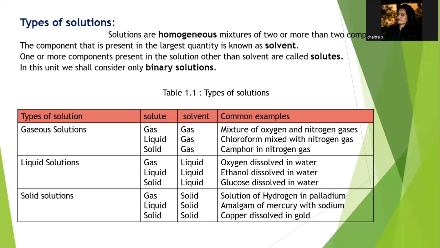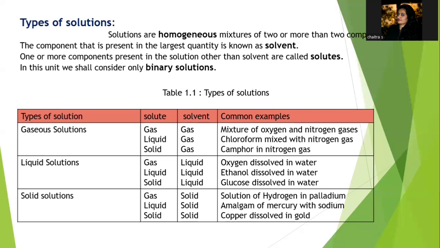Before that, you should know the binary solution definition. A binary solution is a mixture of two substances or components that are completely miscible. The meaning is they can mix together in any proportion. I will give you some explanation. One component is present in larger quantity than the other and is called the solvent. The other component is present in a smaller quantity and is called the solute.